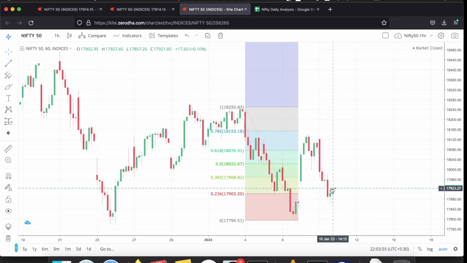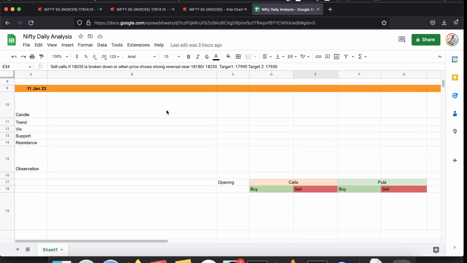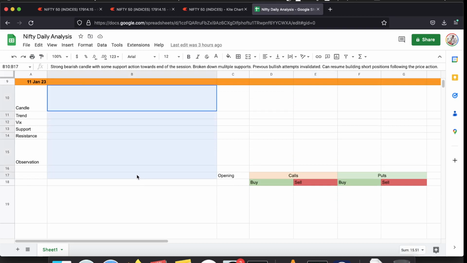So, based on this analysis, we can come to a conclusion about what support levels Nifty is going to see tomorrow and what resistance we can expect if Nifty tries to bounce up. So, let me note them down. I already made a note of them and I will now make them visible.